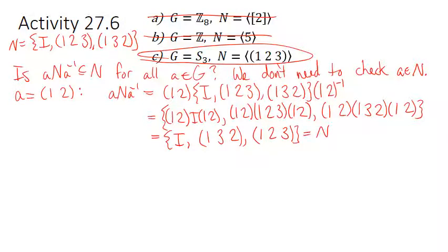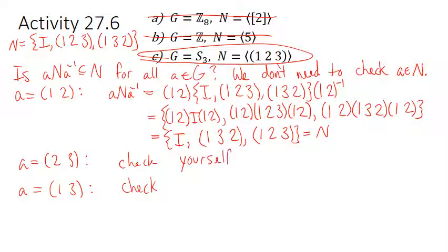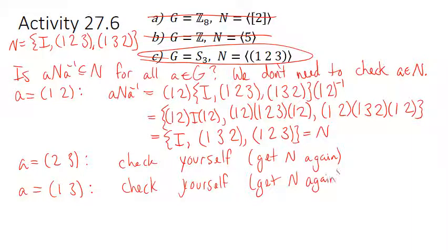And then we would want to check the others as well. I think this is going to be fairly time consuming. So you'd want to check these other ones, (2 1) and (1 3). I do believe that they're all going to give you n again, but you can check these yourself and see that you get n again. I just don't want to make the video super long, but that's how you would do it.